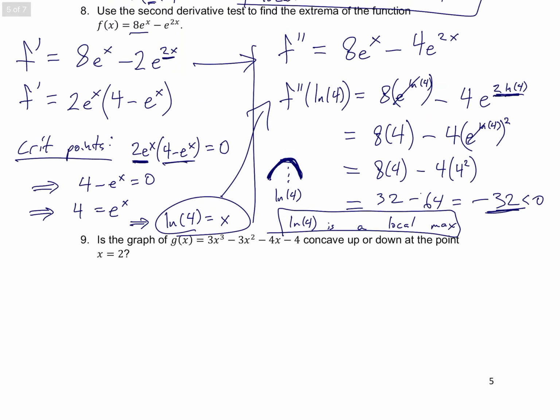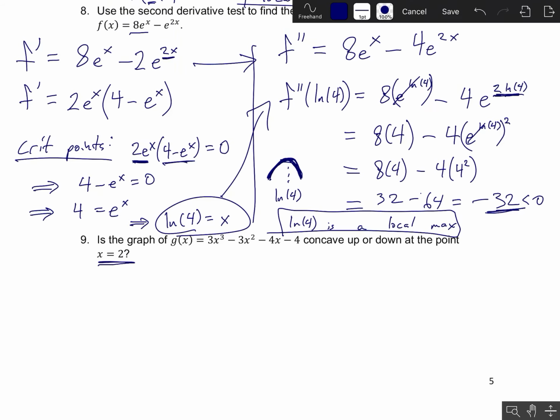Lastly, let's look at this example 9, and then we will work on the other examples in the next video. So in example 9, things are a little bit nicer. We're not actually trying to find all of the maxes or mins or anything. We just want to know, is the graph of G concave up or concave down at this particular point? And if we want to know about the concavity, all that we need to do is figure out whether G double prime is positive or negative at that point.